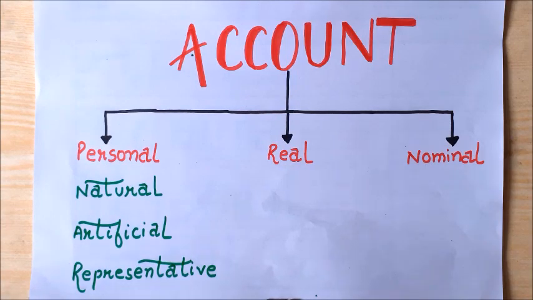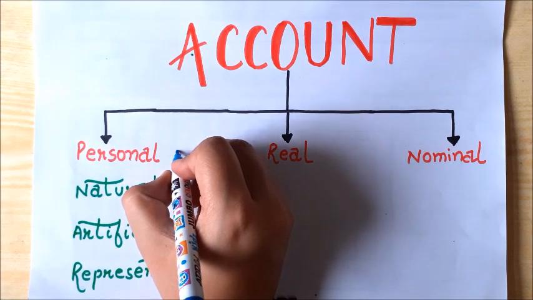In this video, I am going to teach you how to pass necessary journal entries. But before that, let's discuss accounts and their types. What is an account? An account is a summary of transactions related to one thing or a person. So there are three types of accounts: personal account, real account and nominal account. Let's discuss these one by one.